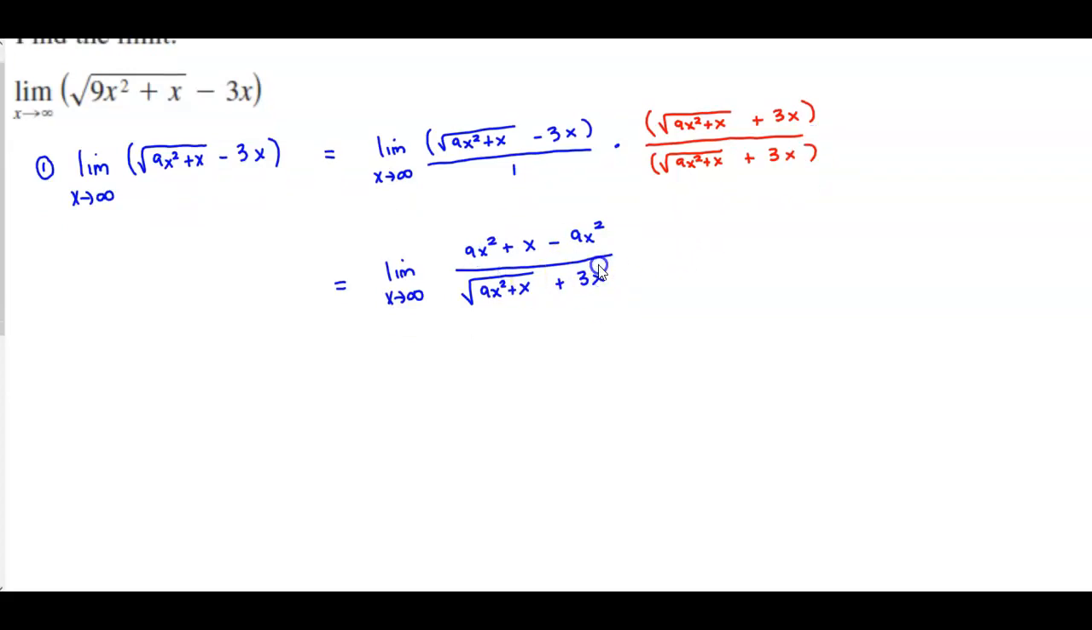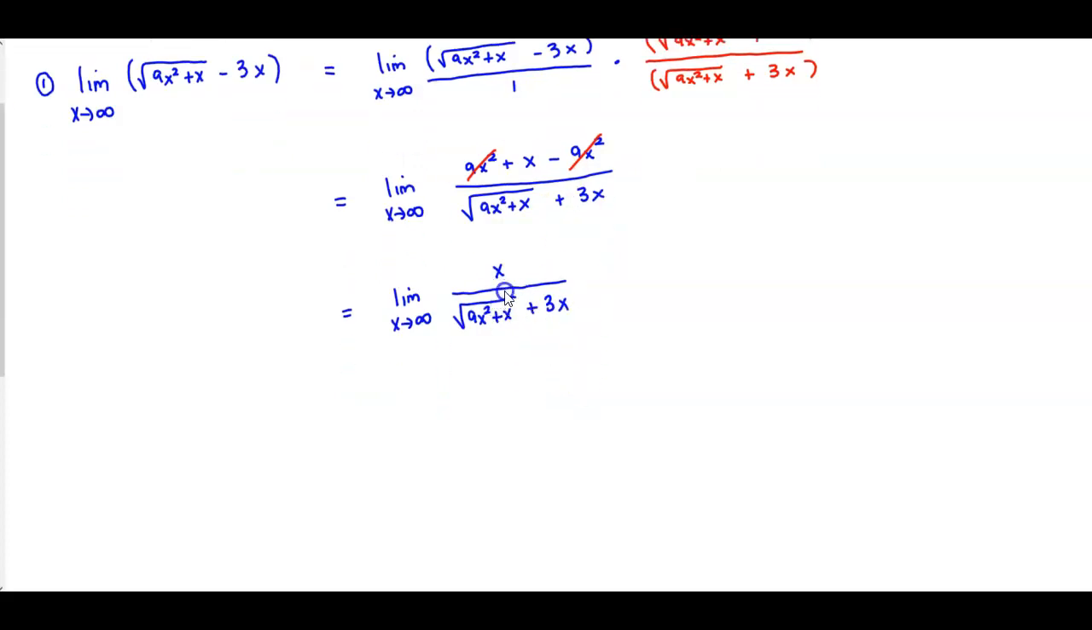Okay, now let's combine like terms in the numerator. We can see that 9x squared minus 9x squared gives us 0. So we have x over the square root of 9x squared plus x plus 3x.